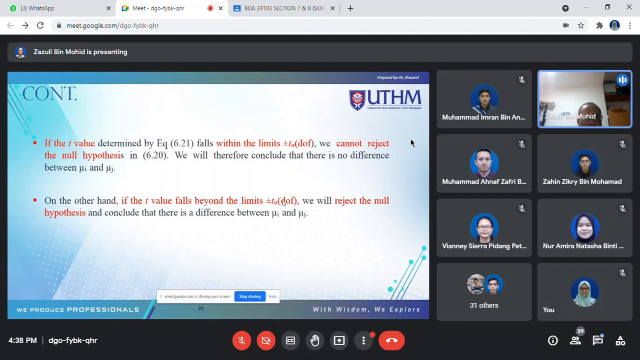If the t value determined by the equation falls within the limits, we cannot reject the null hypothesis. Okay, if the t value falls beyond the limits, is larger than the plus t value, or smaller than the minus t value, then we can reject the null hypothesis, saying that there is a difference between mu1 and mu3, or mu1 and mu5, or whatever levels that we compare.